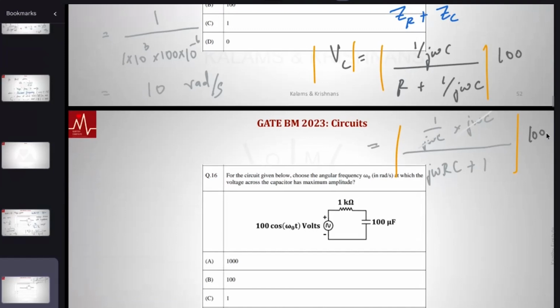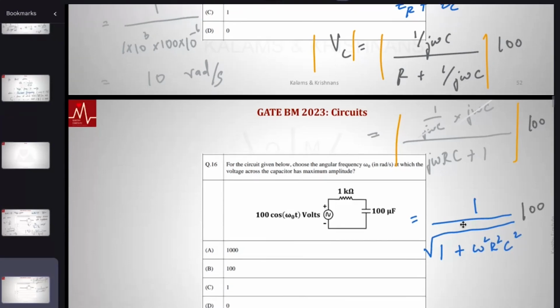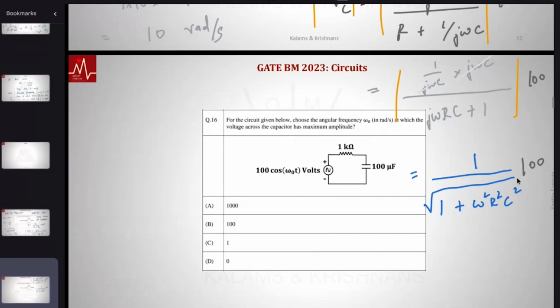So what we want is the frequency at which the amplitude of the voltage across the capacitor is maximum. The amplitude of the numerator is 1, and the amplitude of the denominator is the square root of the real part, 1 squared, plus the square of the imaginary part, omega squared R squared C squared. And of course, I have to retain that half. So at what frequency is this thing maximum? When is this term maximum?